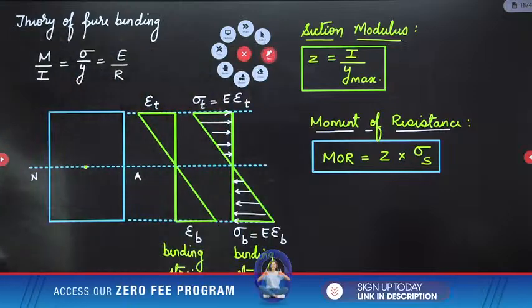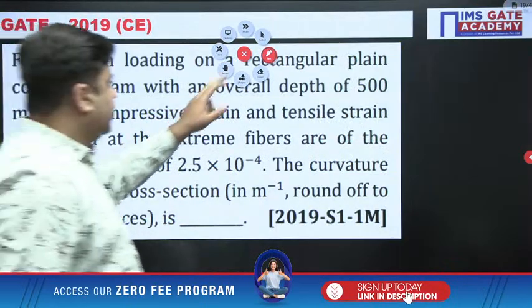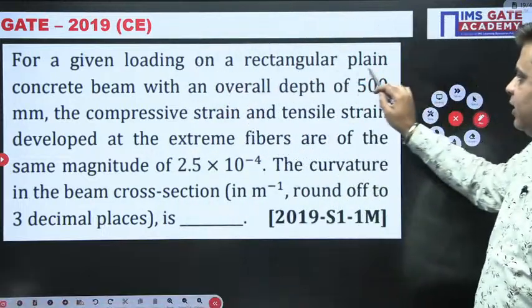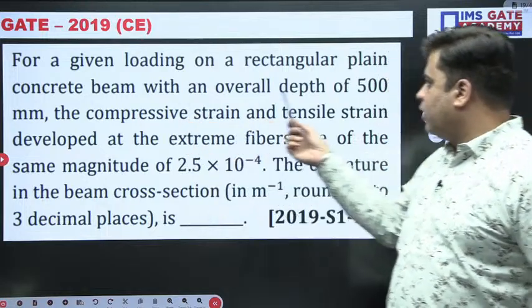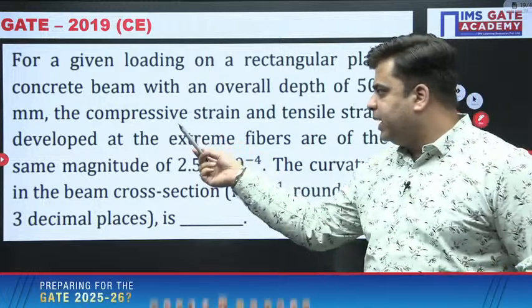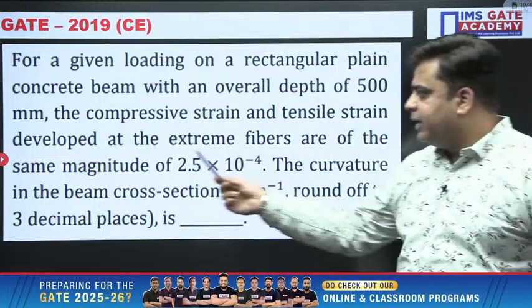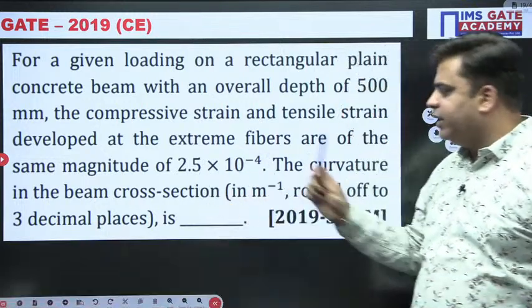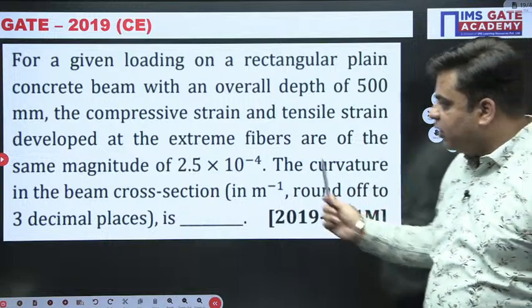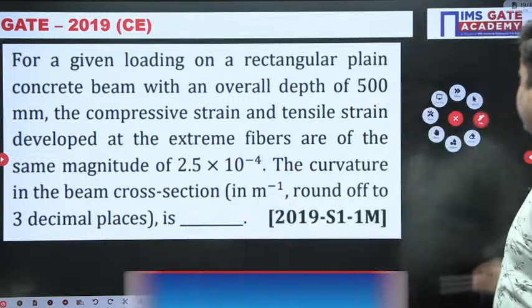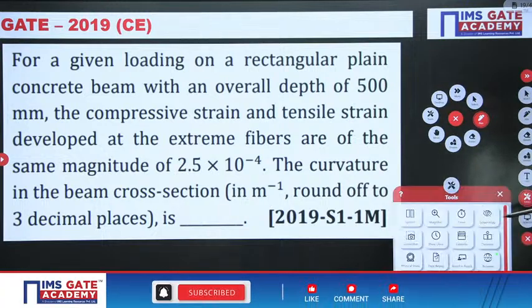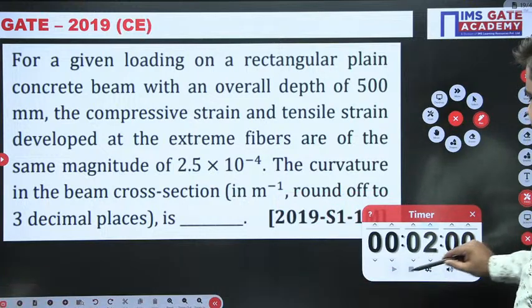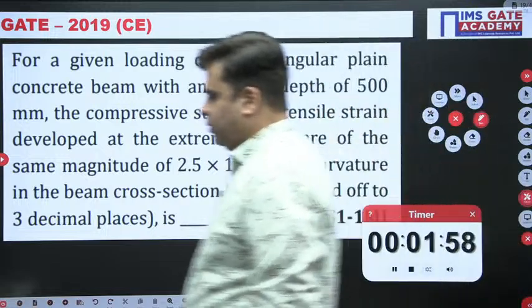Okay. Now let's see this. You have one question. For a given loading on a rectangular plain concrete beam with an overall depth of 500 mm, the compressive strain and the tensile strain developed at the extreme fibers are of the same magnitude of 2.5 into 10 raised to the power minus 4. The curvature of the beam cross section is, you need to find out the curvature of the beam cross section. Take 2 minutes and please comment your answers in the comment box. It's a very important question which was asked in 2019 for civil. Please go for it.